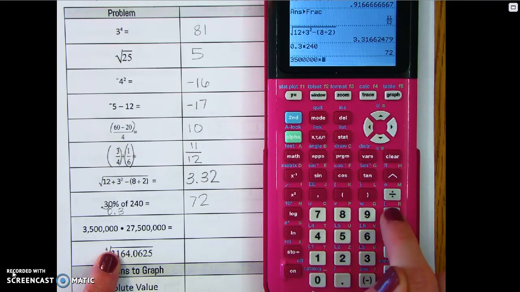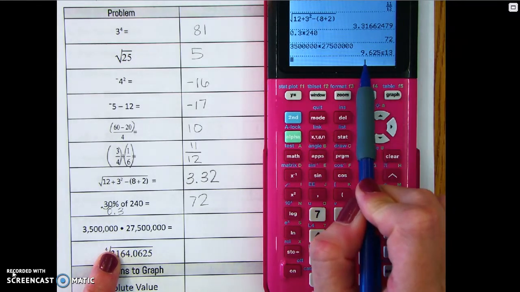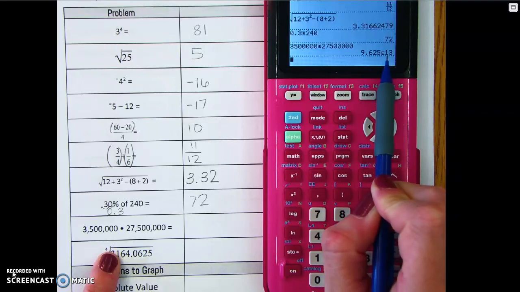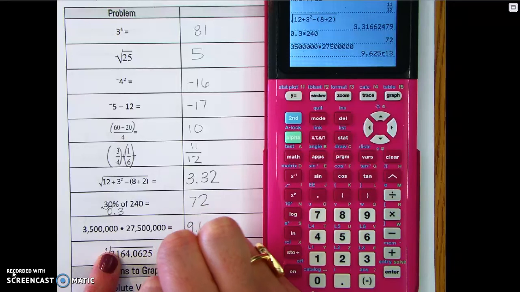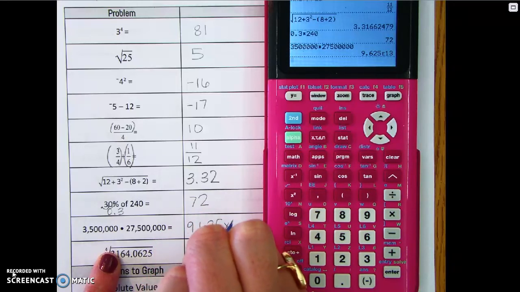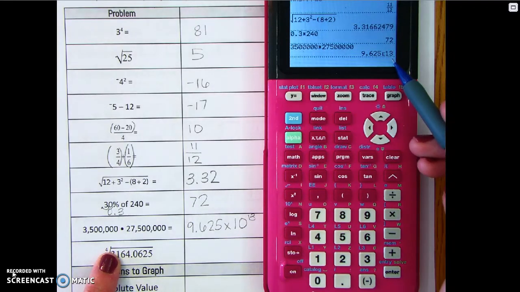I'm going to type in 3,500,000 times 27,500,000. Now, this is scientific notation. So that little e means times 10. So my answer is 9.625 times 10 to the 13th power. The number after the e is an exponent.